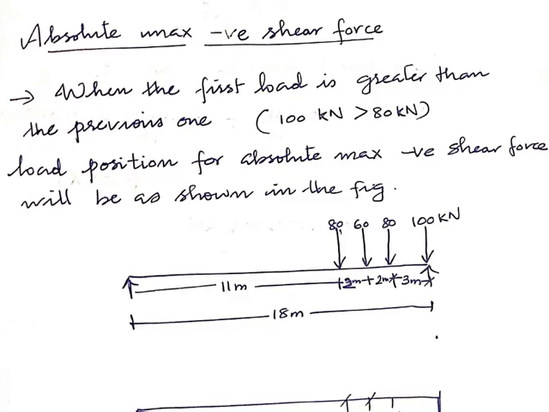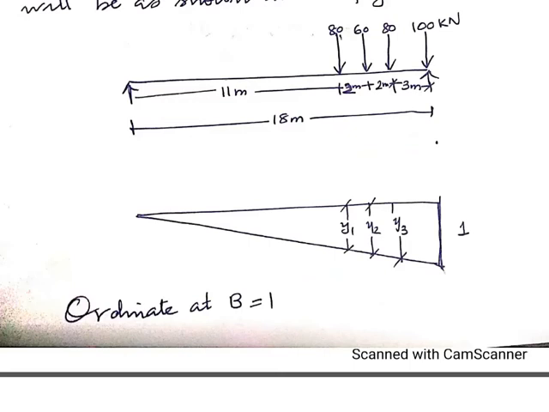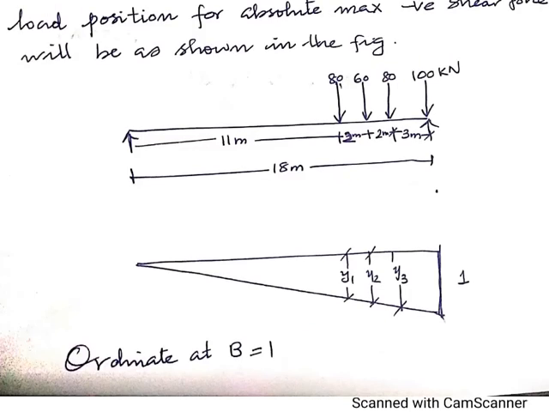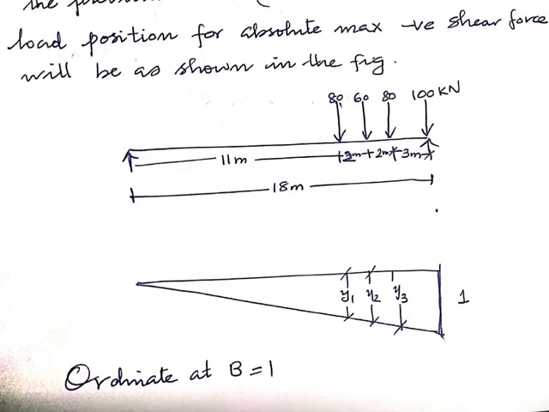But here, when the first load is greater than the previous one, load position can be fixed like this, as the first load on the support B. And the ordinate at B is 1, because here the point B itself is the section. So Z is equal to L. At B, Z is equal to L. So the ordinate, we know that in the negative direction the ordinate is Z by L. So L by L is 1 when Z is equal to L.